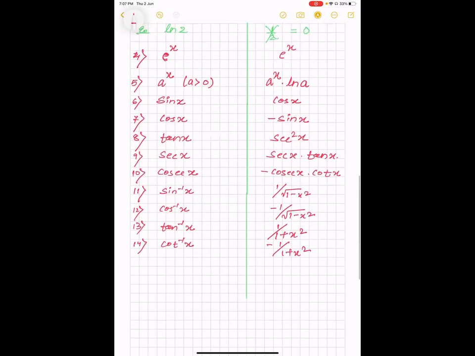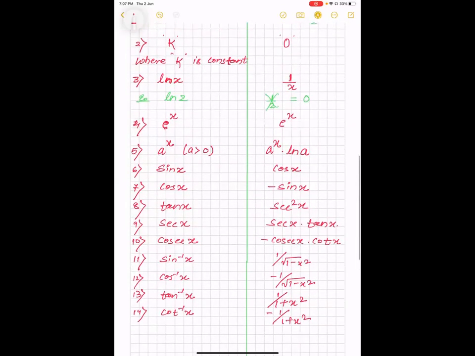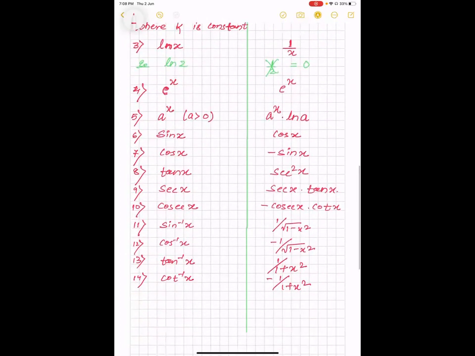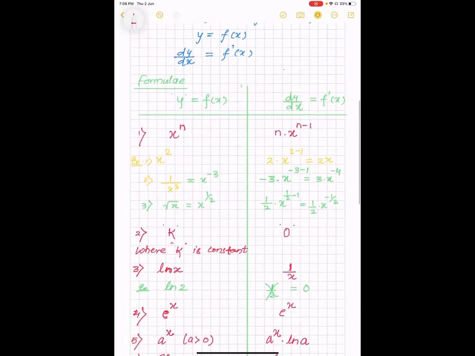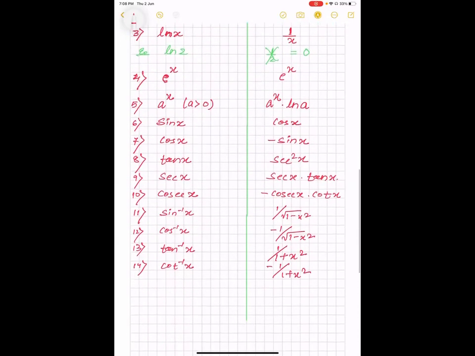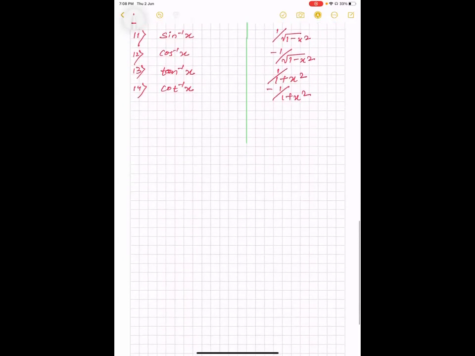Then you can have them for sec inverse and cosec inverse x as well, but we hardly use them. So these are some formulas which will be helpful for us while differentiating different functions. Now, after going through all these formulas, let us understand the rules of derivative. So the next topic to focus on is rules of derivative.